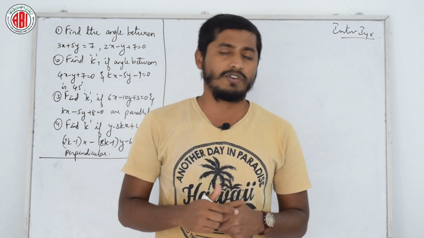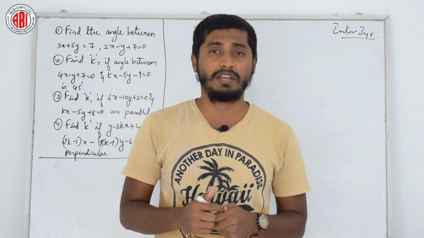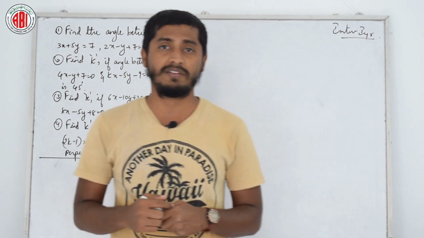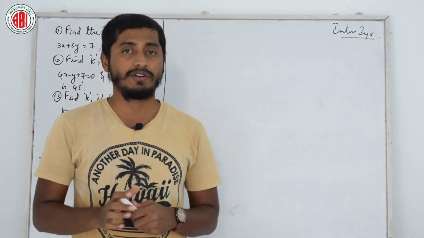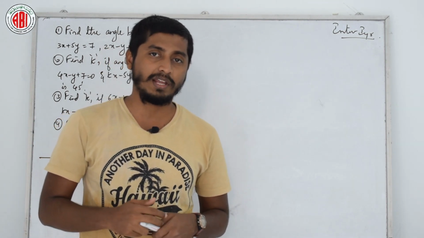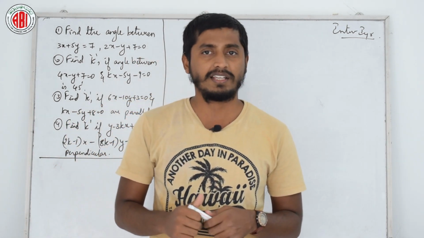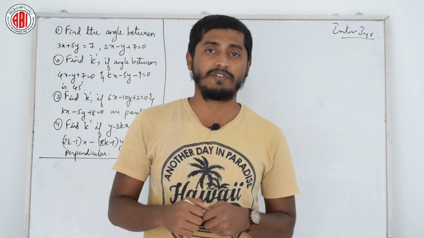Okay, what is the angle between two lines? We have discussed it as cos theta is equal to a1 a2 plus b1 b2 by under root of a1 square plus b1 square and root of a2 square plus b2 square. Another formula of angle between two lines, we have taken it as tan theta, where tan theta is equal to m1 minus m2 by 1 plus m1 m2.